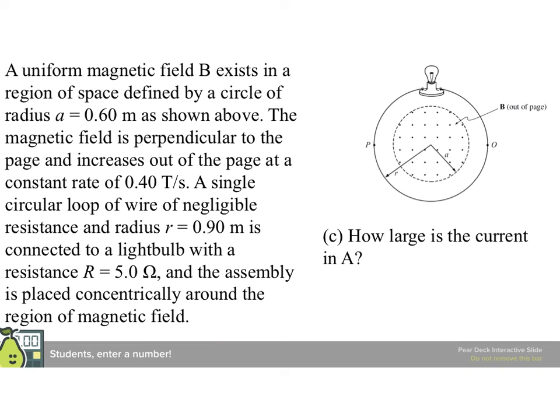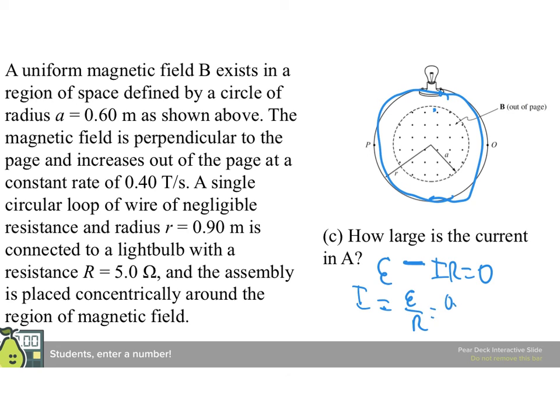Same setup. How large is that current? And after all this magnetism stuff, it turns out this is the easy one. If we do a Kirchhoff's law loop, we start at the light bulb terminal, we go all the way around, and we come back. Kirchhoff says that has to be 0, so the EMF from the field minus IR has to be 0. So the current has to be the EMF over the resistance, or 0.45 volts over the 5 ohm. So we get something like 0.09 amp.